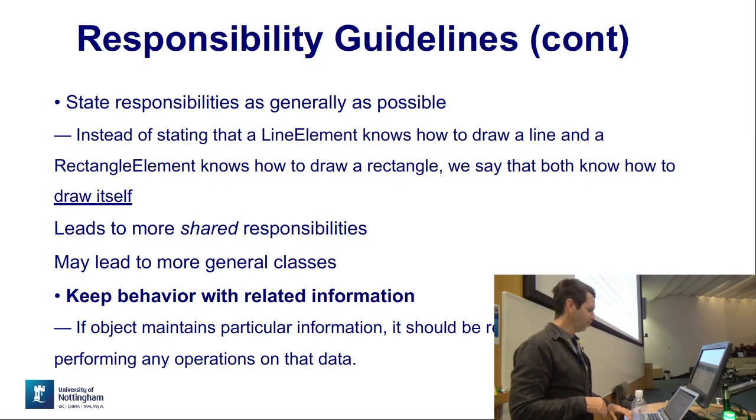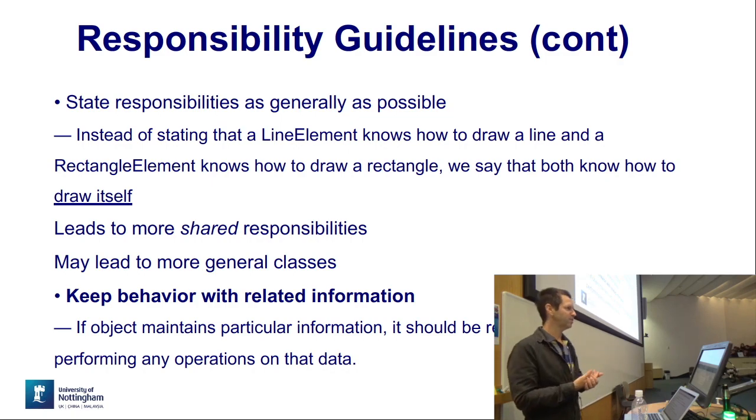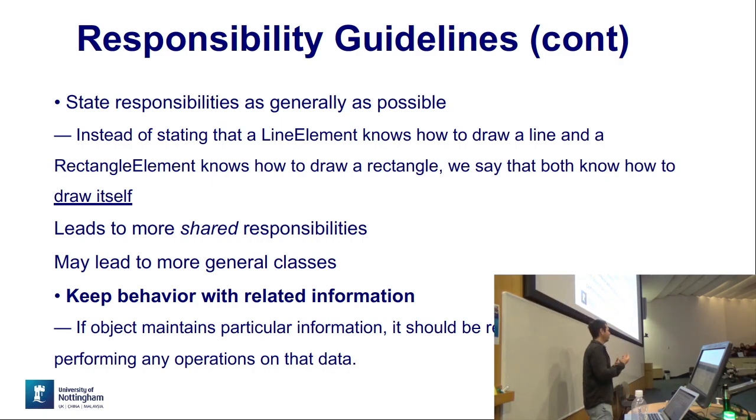This can lead to more general classes like drawable object. Keep behavior with related information. So that's again, going back to that fundamental principle of object-oriented methodology and what is an object. An object is just a set of methods and the related data that those methods need to operate on.